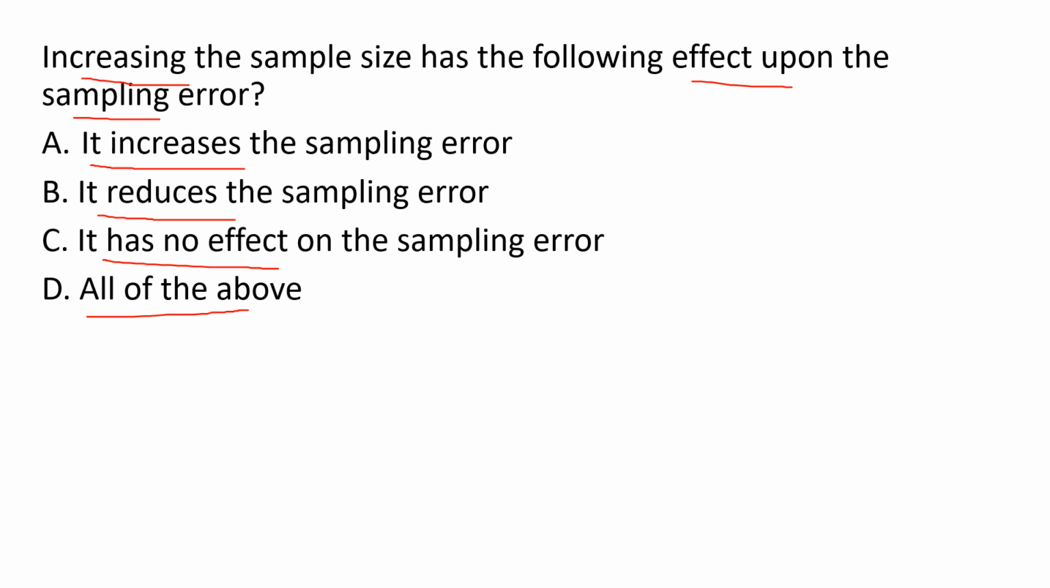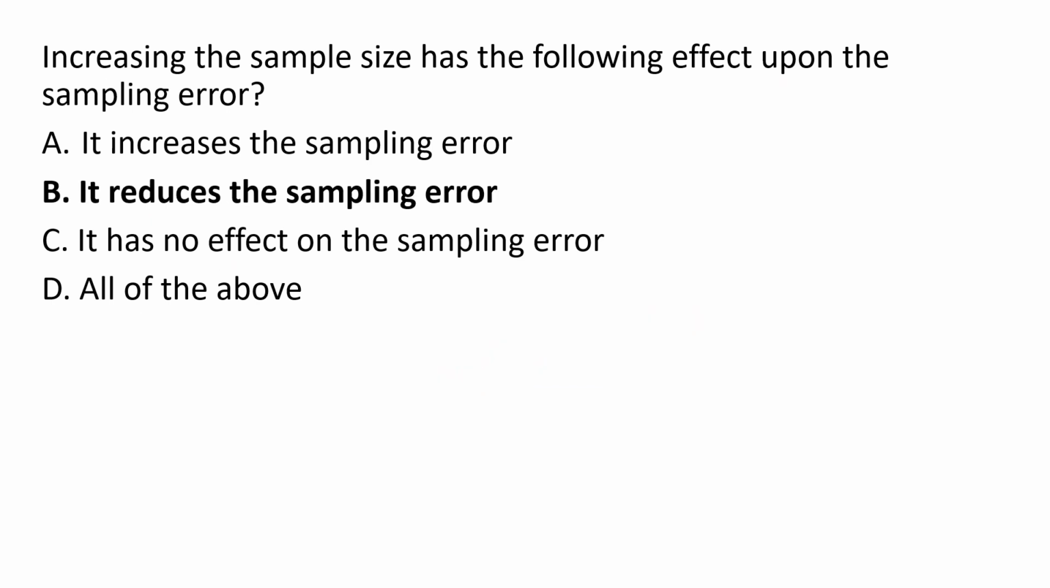Now here, why is this sampling error occurring? It is because of the sample size. And to reduce the sampling error, what do we have to do? We have to select a larger sample size. Okay, we have to increase our sample size so that the sampling error which is occurring there can reduce. Okay. So the answer here is option number B. Increasing the sample size will reduce the sampling error.